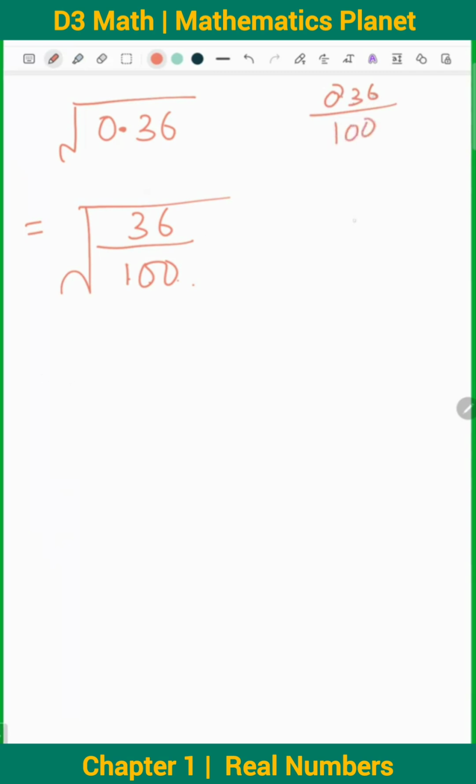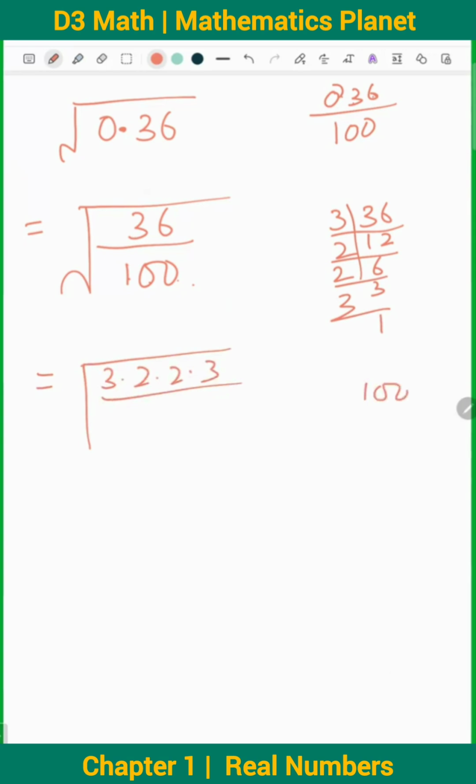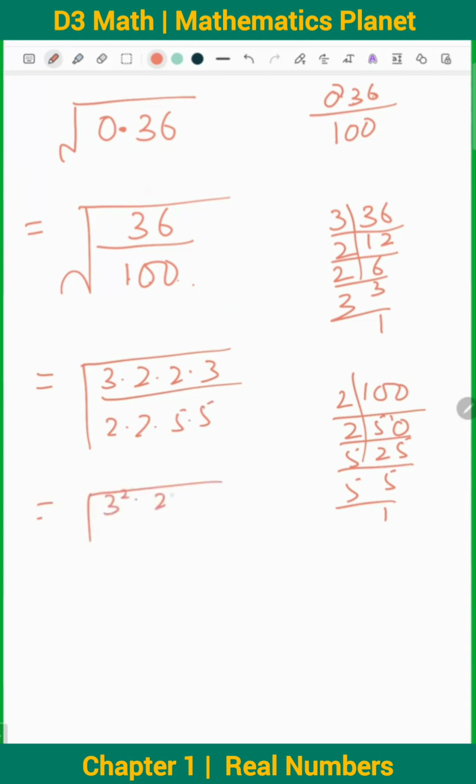Now we can write the prime factorization of 36. 3 times 2 times 2 times 3. By, we can write the prime factorization of 100, which gives 2, 2, 5, 5. In square roots, you need pairs: 3 square, 2 square, 2 square, 5 square. So you can cancel out the square roots and everything. So what you will get is 3 by 5.